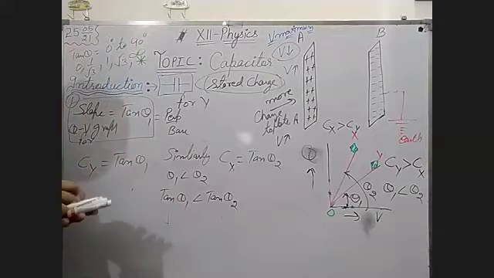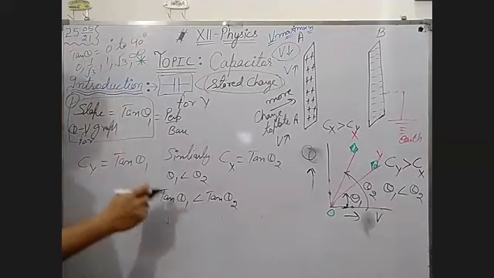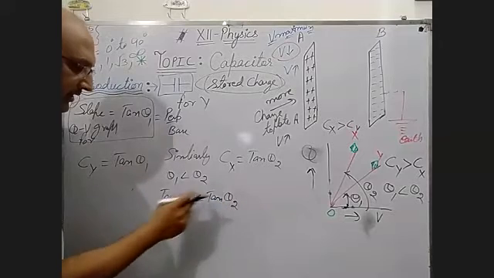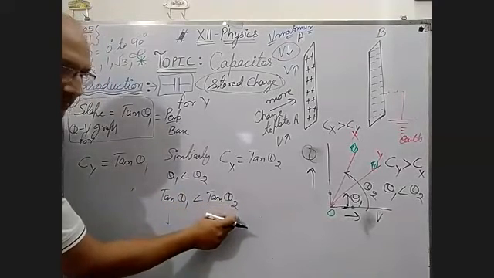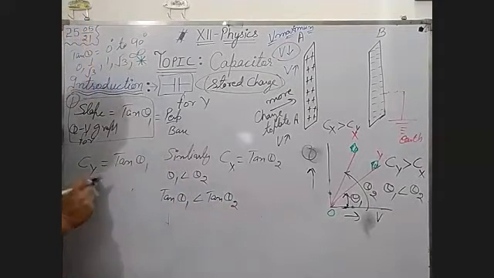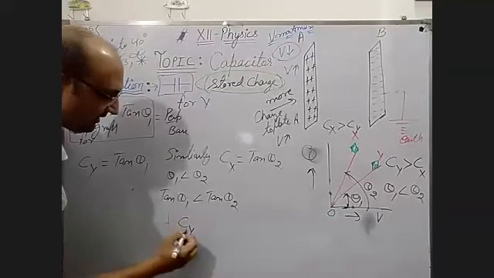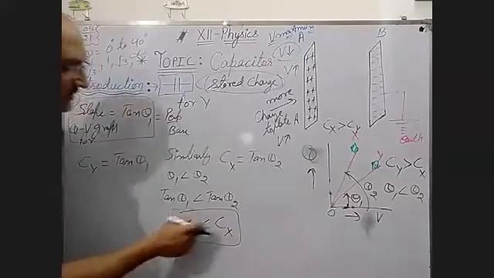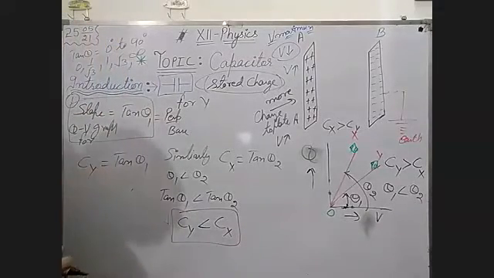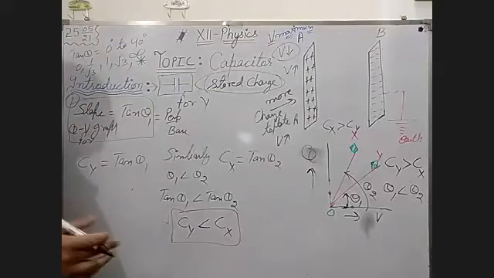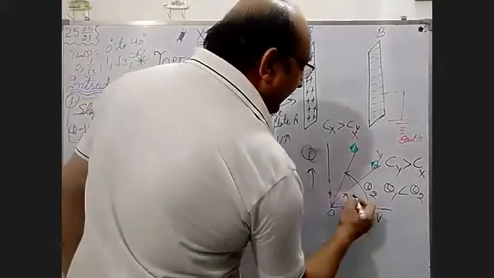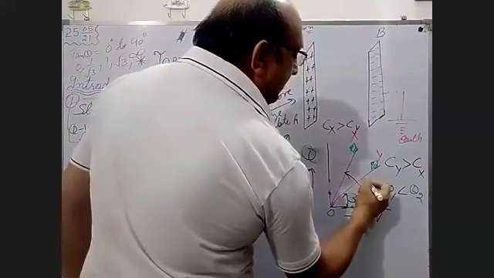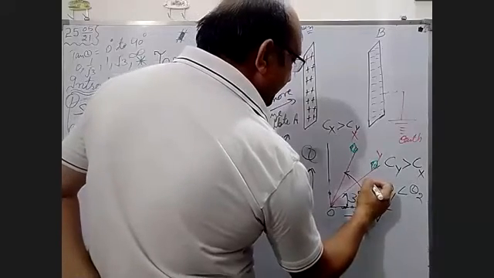You know this thing. If you know this thing, then tangent theta 1 is also less than tangent theta 2. If tangent theta 1 is less than tangent theta 2, then you can see Cy, capacitance of y, is less than capacitance of x. In this way, you can solve this type of numerical conceptual questions. Okay, maybe here value is given 30 degree and maybe it will be 60 degree.